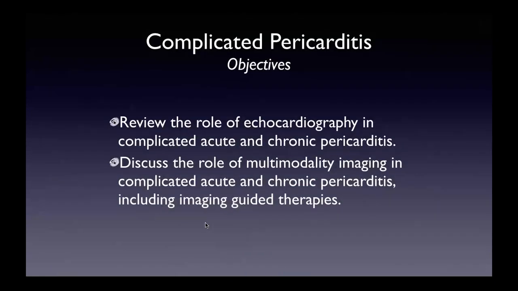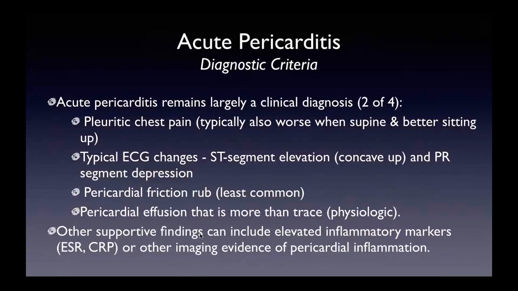So the objectives are to review the role of echocardiography in complicated acute and chronic pericarditis, and to discuss the role of multimodality imaging in these cases, including some image-guided therapies. So just a bit of clinical background to start off with, just a reminder in terms of the diagnostic criteria for acute pericarditis, which we do see relatively commonly.